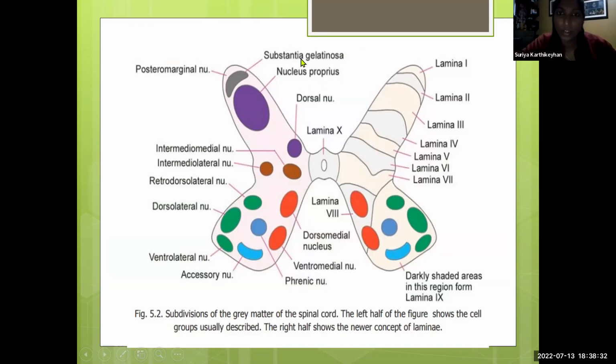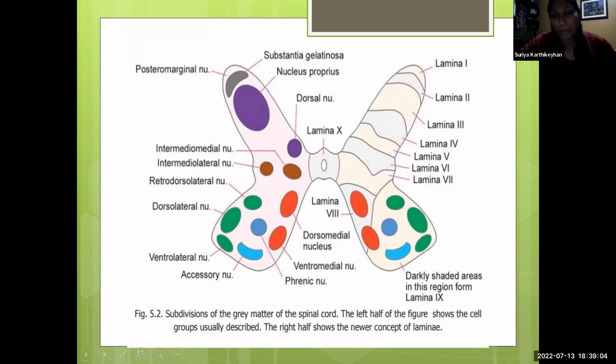When I was talking about substantia gelatinosa, we were already talking about this one, no? Around the central canal, there is a substance called the substantia gelatinosa centralis. But here also we have a nucleus named substantia gelatinosa, the substantia gelatinosa of Rolando. And then in front of this nucleus, we have another nucleus called the nucleus proprius.